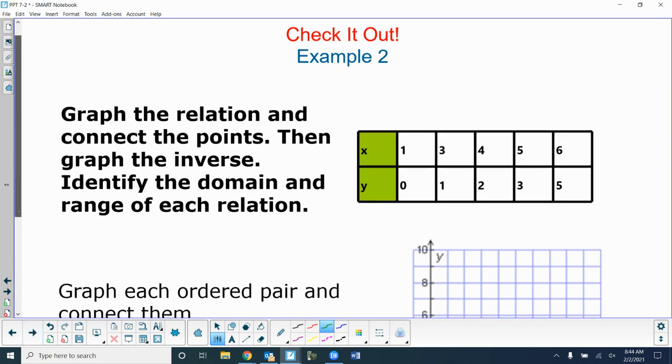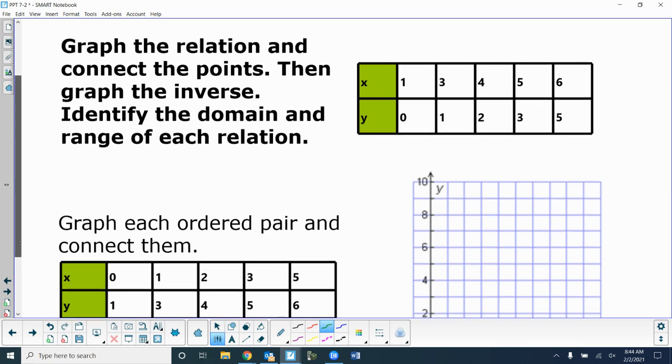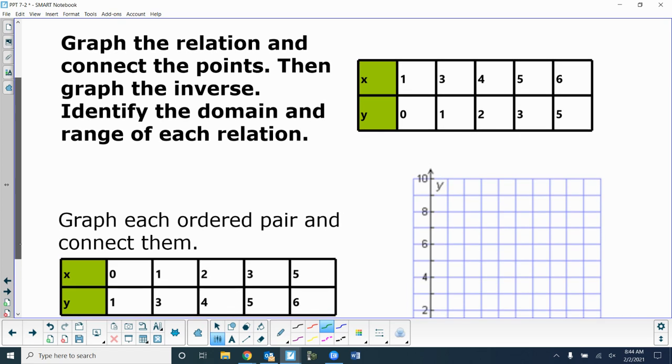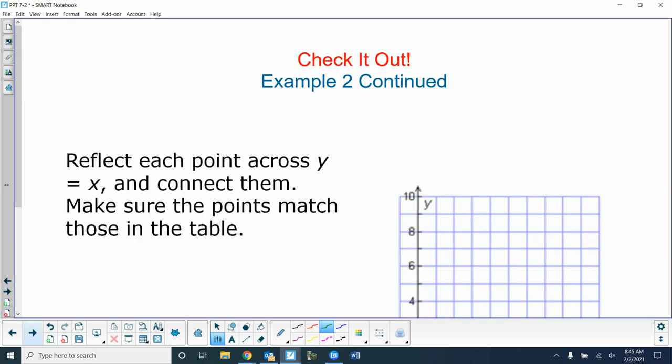So again, we would just switch them. You got a relation. All they're doing is making all the y's, 0, 1, 2, 3, 5, turn them into x's, and all the x's, 1, 3, 4, 5, 6, become the y's. So far, so good. That's how you inverse relations. Switch domain and range. Okay, Nicole?